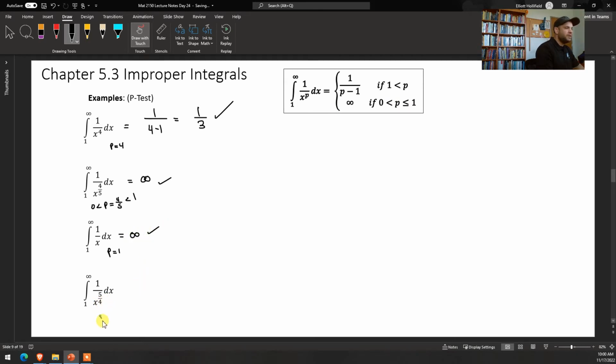For the next, we have p is equal to 5 over 4. 5 is bigger than 4, so this is bigger than 1. We apply the rule, and this must be equal to 1 over 5 over 4 minus 1. Now we can simplify this. 1 over 5 over 4 minus 4 over 4. That gives us 1 over 1 over 4. Keep, change, flip and multiply. That gives us 4. So we must have a convergent integral, and it evaluates to 4.